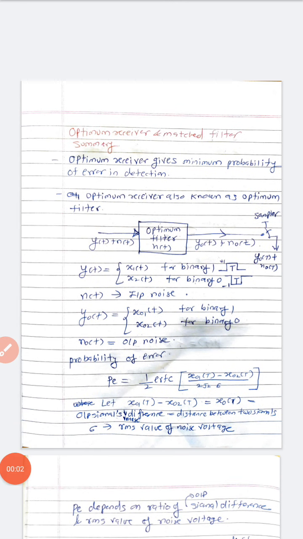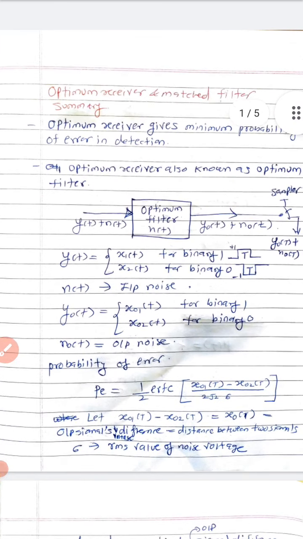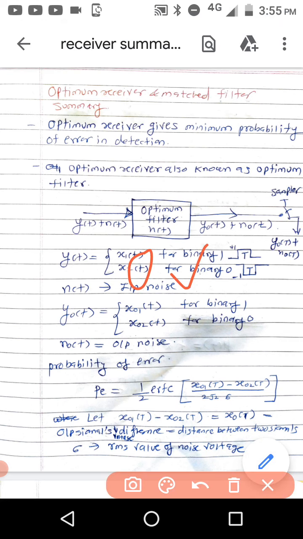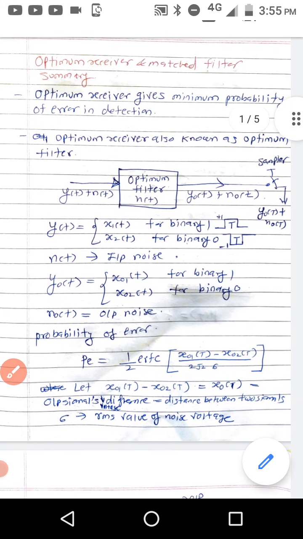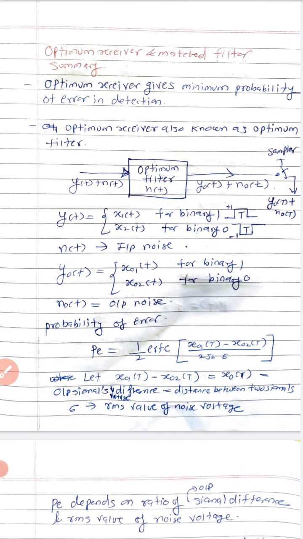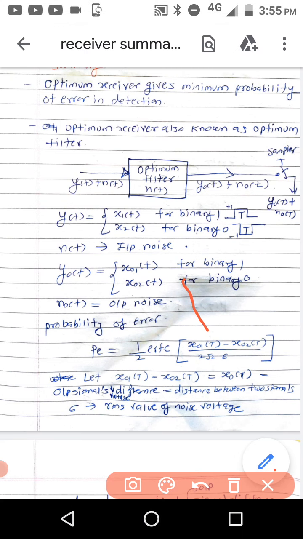In this video, we'll see about the summarize portion of optimum receiver and match filter. So optimum receiver and match filter are same. Gives minimum probability of error. These receivers we are dealing with digital modulation or digital reception of the digital signals. So optimum receiver and match filter are same, but the only thing is that both are giving minimum probability of error. But in case of match filter, the noise is fixed, which is additive white Gaussian noise.